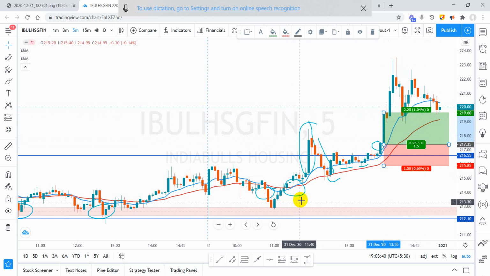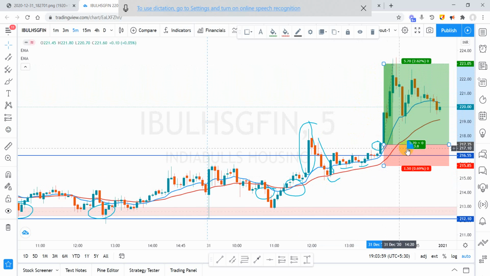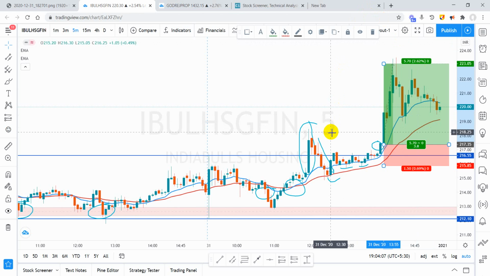So not necessarily that the crossover happened and we should immediately jump into the trade. That's a mistake. Never do that. Let the price action establish the trend and then we will enter the trades. So here, if you see what kind of reward has been given by this trade, this is 1:3.8 risk to reward, and about 2.62% was given over here by India Bulls Housing Finance. This makes it a perfect trade.